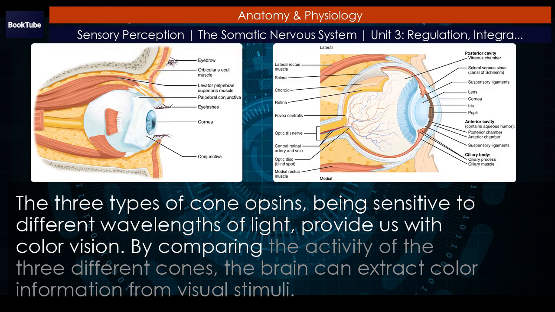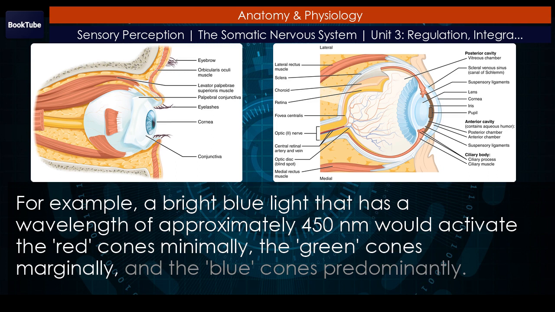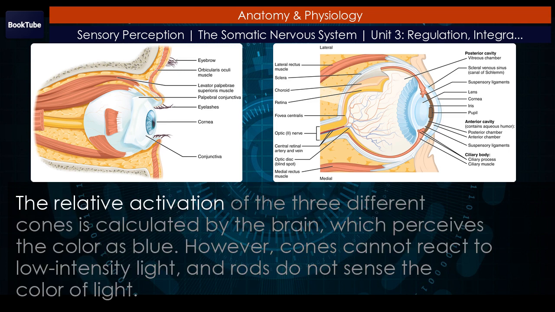By comparing the activity of the three different cones, the brain can extract color information from visual stimuli. For example, a bright blue light that has a wavelength of approximately 450 nanometers would activate the red cones minimally, the green cones marginally, and the blue cones predominantly. The relative activation of the three different cones is calculated by the brain, which perceives the color as blue.